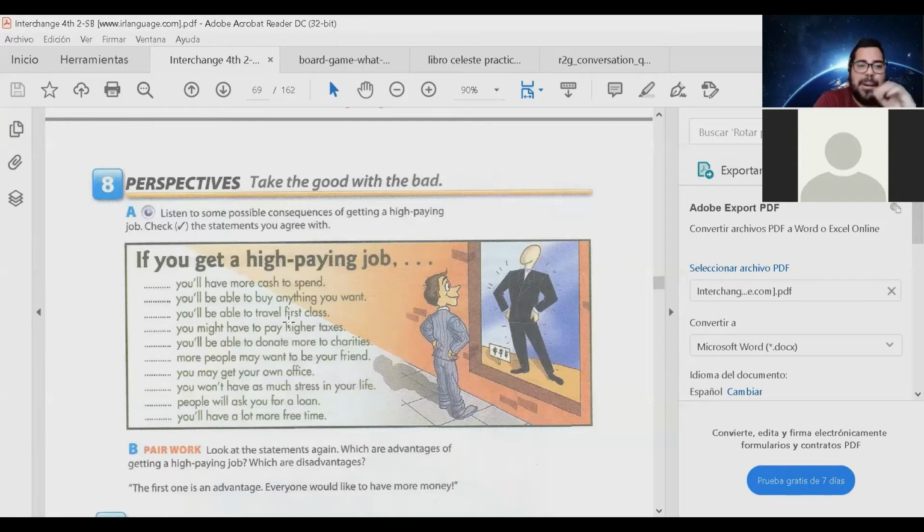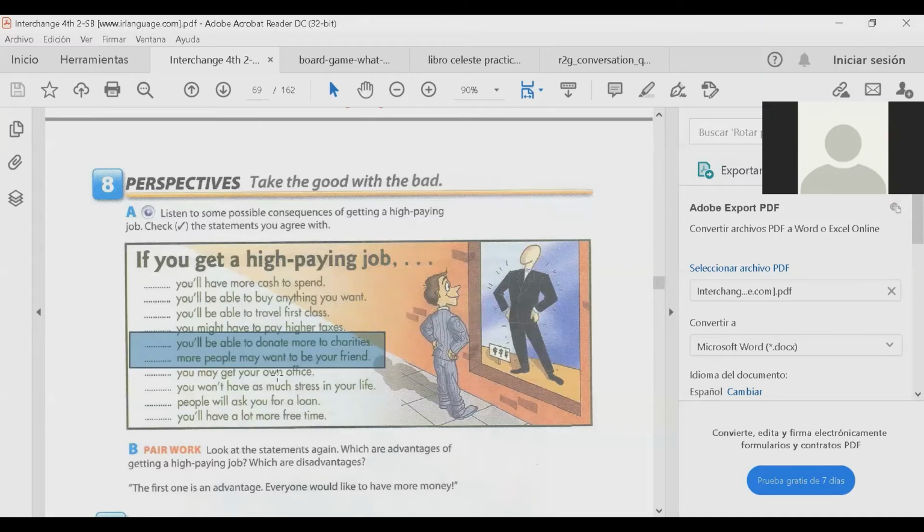Okay. That's a good point, Christopher. Even though you are poor, you have to pay taxes. Yeah, that's a good point. But the advantage is that you have the money to pay for it, right?